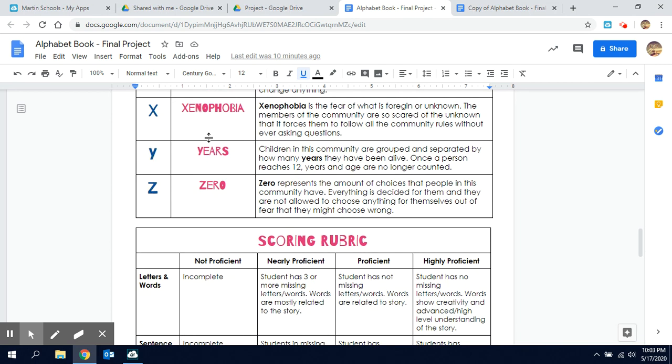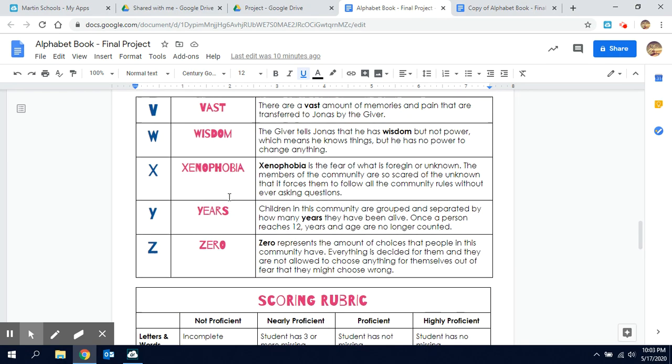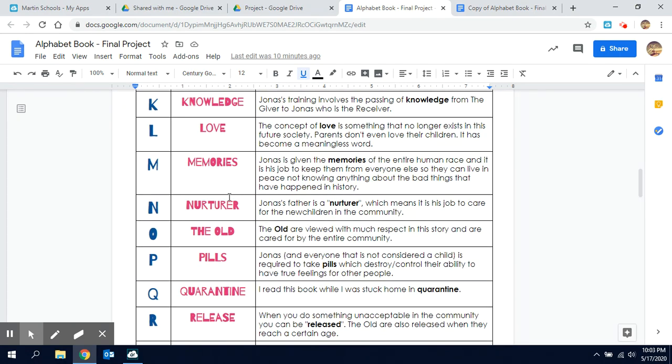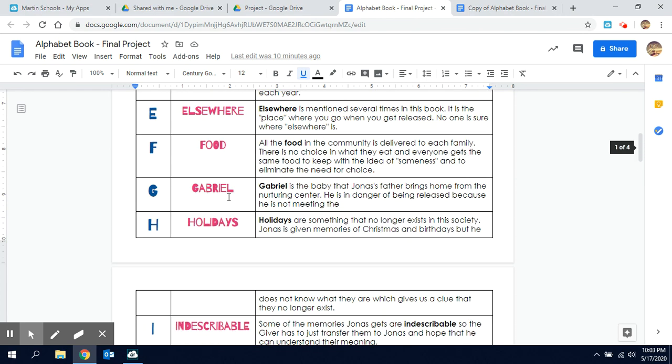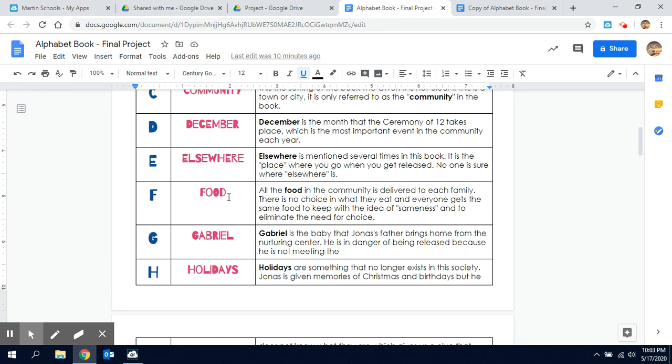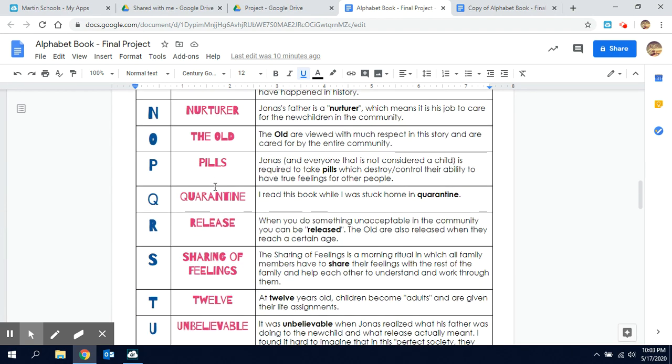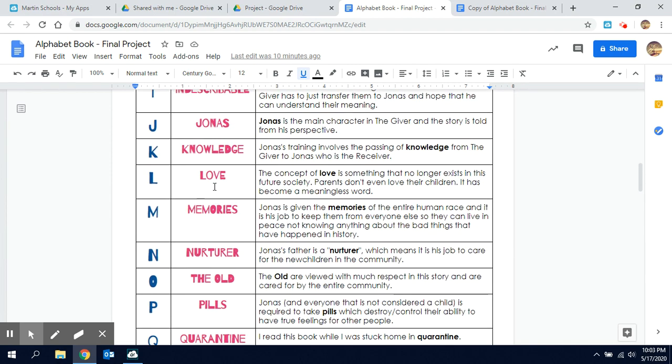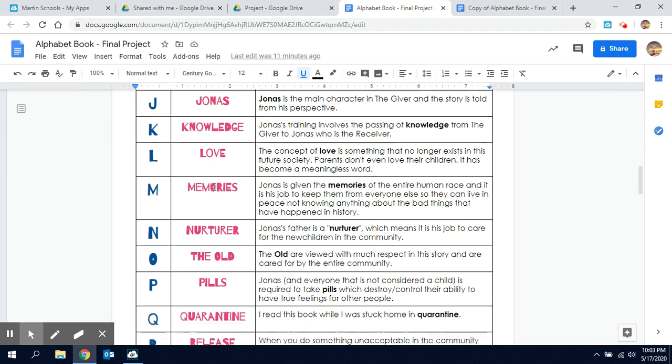It took a while for me to think of these. For some of these letters, they were really easy. For others, I sat there for a while and was like, oh my gosh, I can't think of anything. And then I went back to the book and started to scroll through and look for words or thoughts or things that stood out to me that I could match to it.